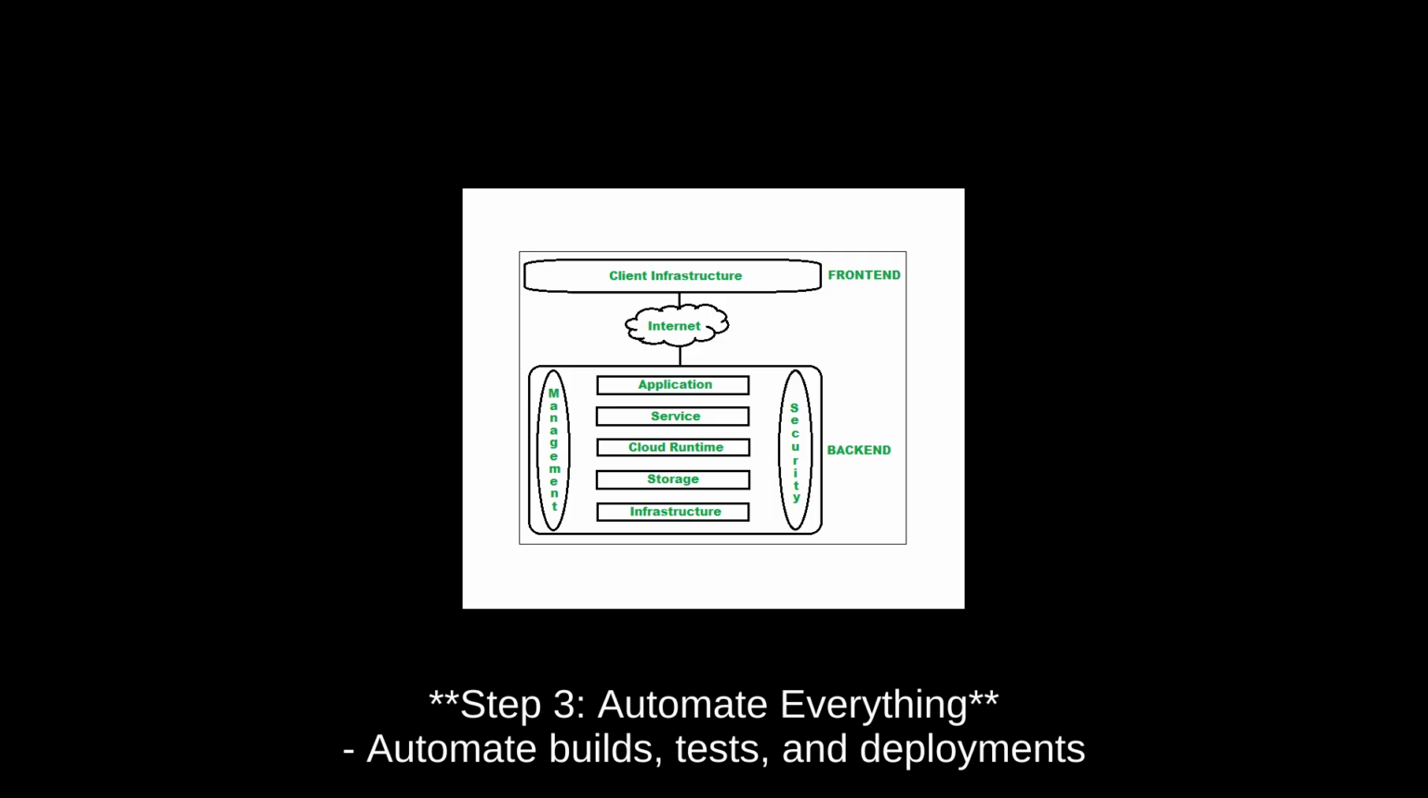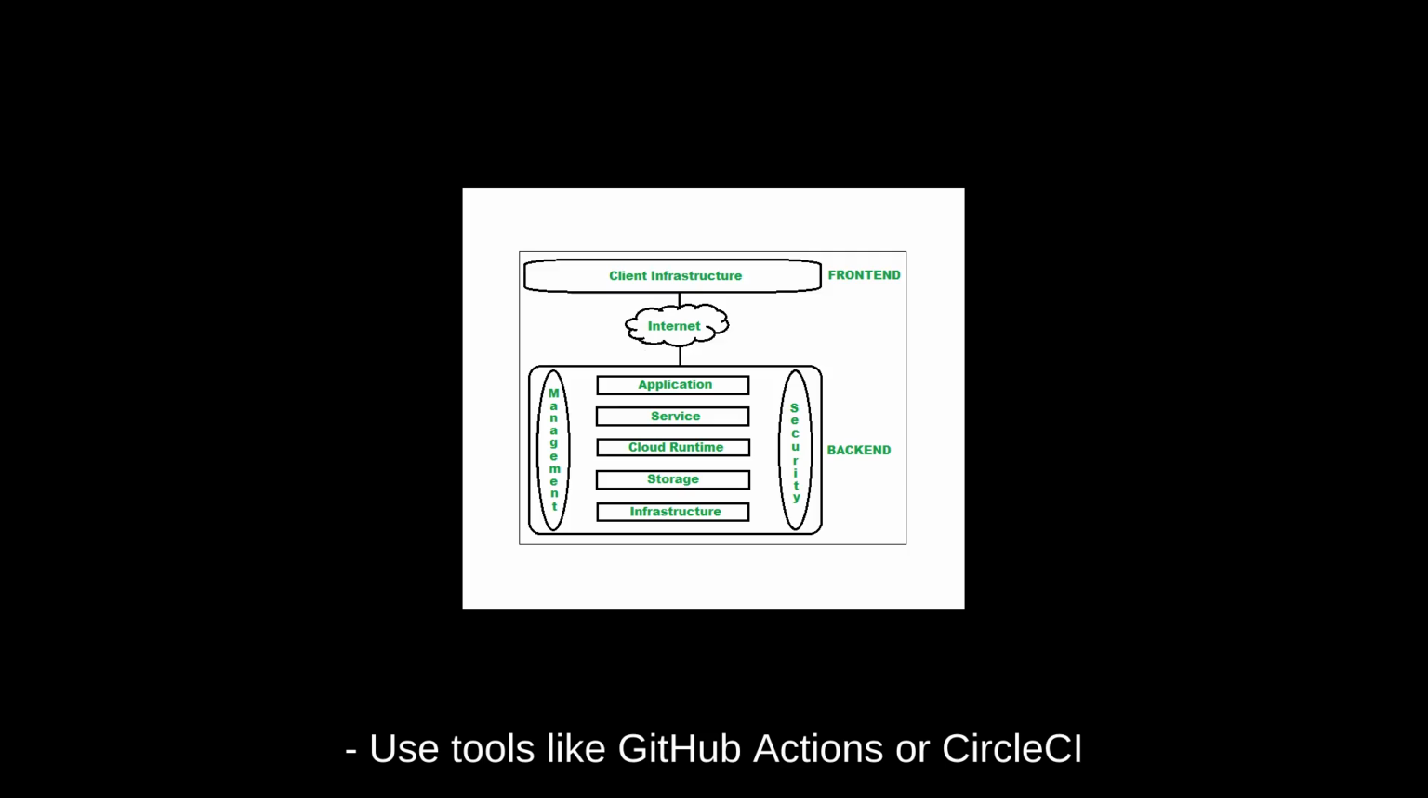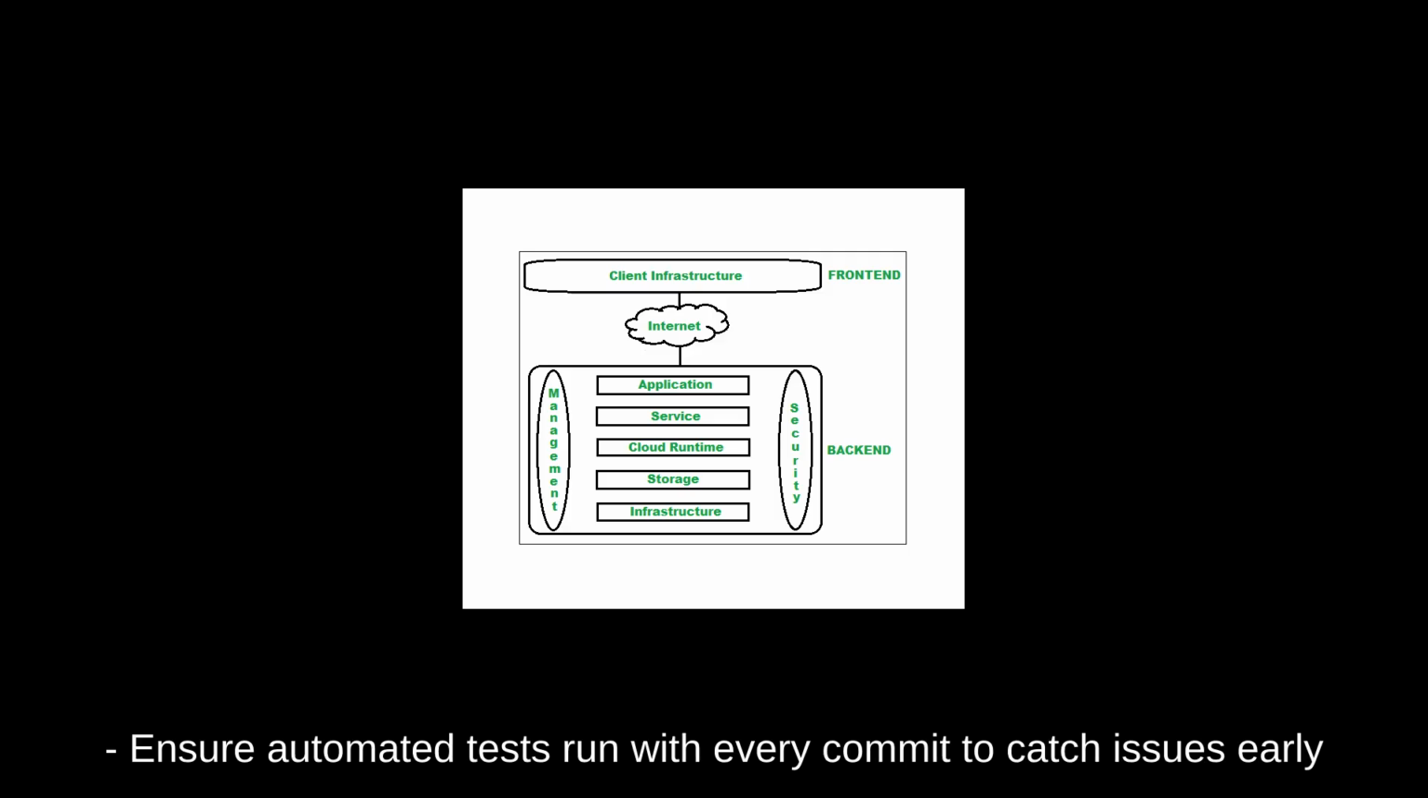Step 3. Automate everything. Automate builds, tests, and deployments. Use tools like GitHub Actions or CircleCI. Ensure automated tests run with every commit to catch issues early.